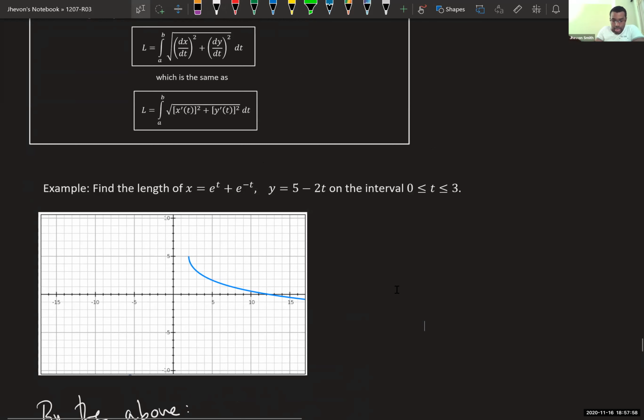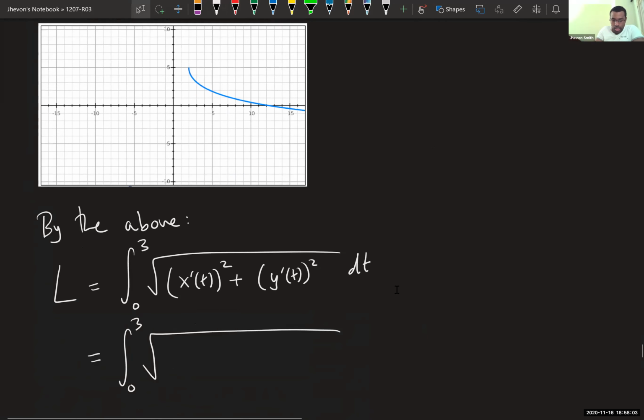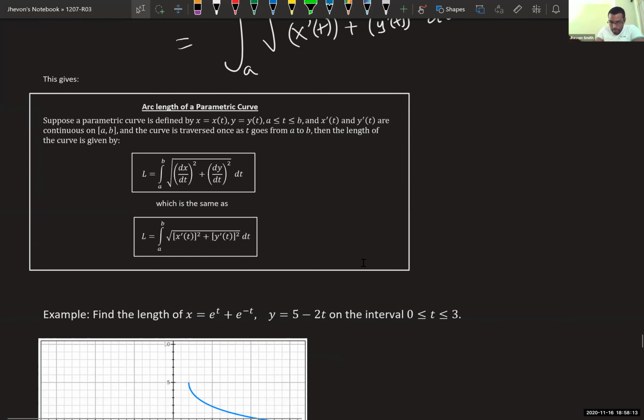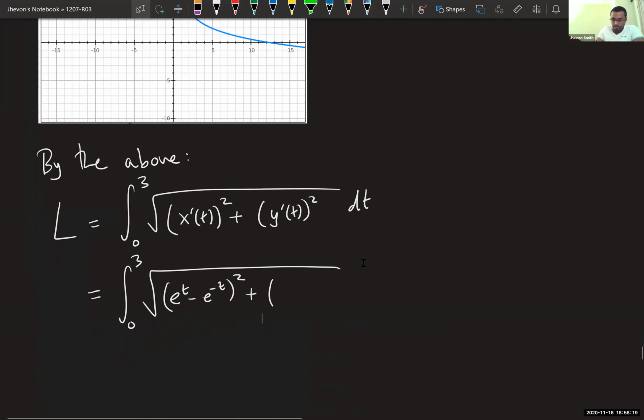So x is e to the t plus e to the minus t. So if I differentiate that, of course, I'll get e to the t minus e to the minus t. I'm going to square that. And my y is 5 minus 2t. The derivative of that is minus 2.